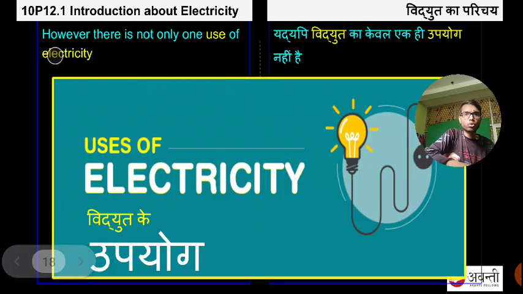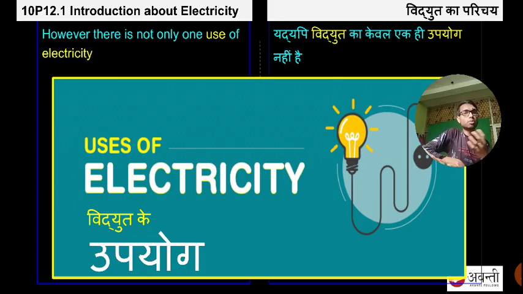However, there is not only one use of electricity. I have told you that there are a lot of uses, and I can give you some. First, your mobile battery gets charged because of electricity. The bulb is glowing because of electricity. A computer is used when electricity is passing through your device. There are a lot of electric devices that need electricity. These are some examples.